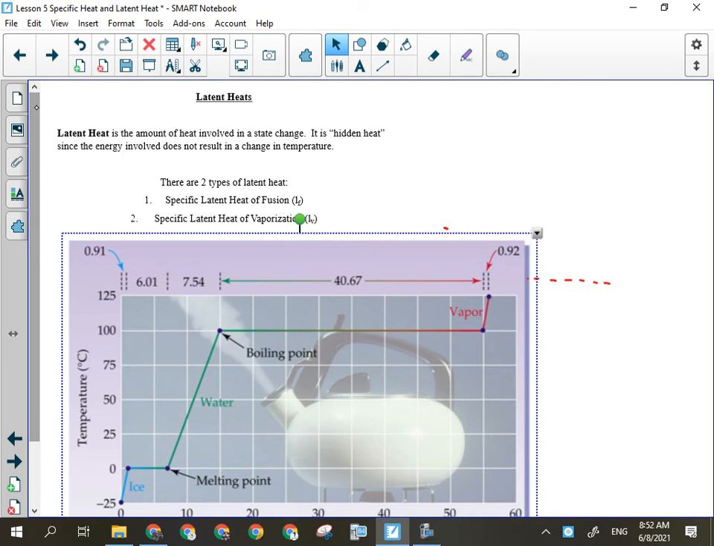All right, so there's 2 types of latent heat. There's the specific latent heat of fusion. That has to do with melting and freezing. Okay, so F for freezing. Latent heat of fusion, that's melting and freezing. And then there's a latent heat of vaporization. That has to do with evaporation and condensation.